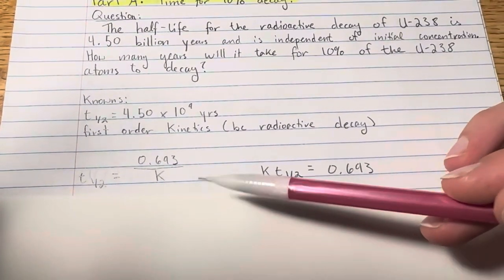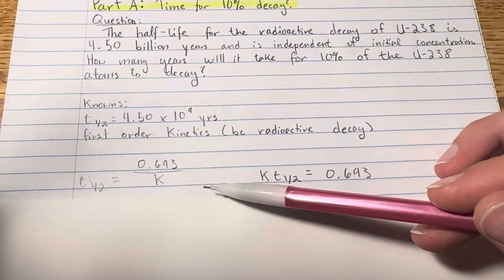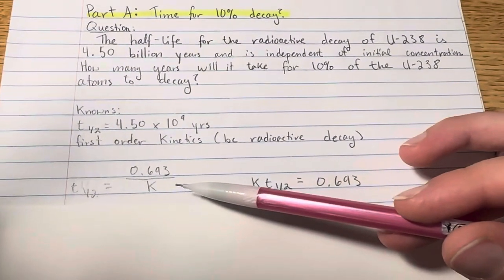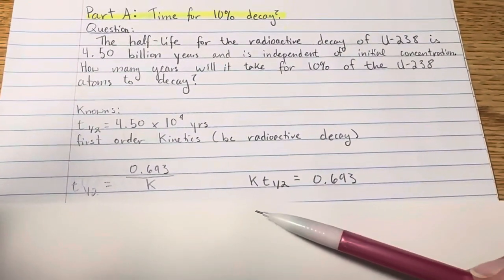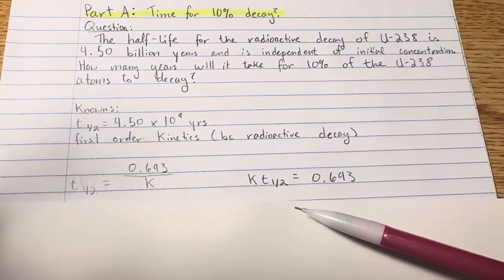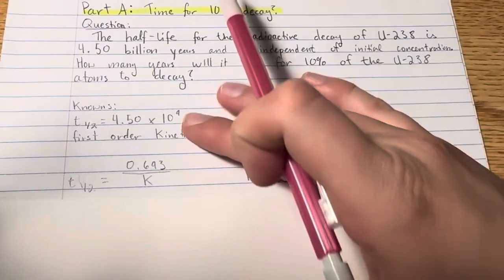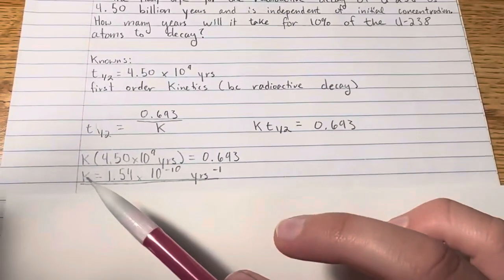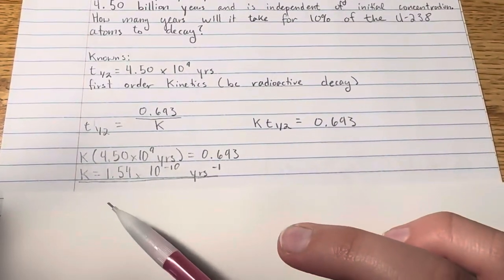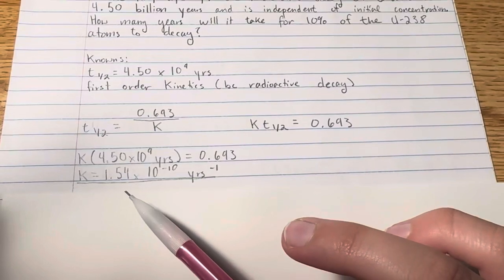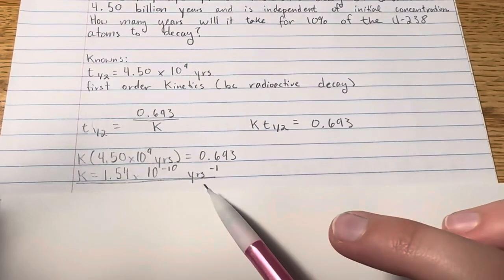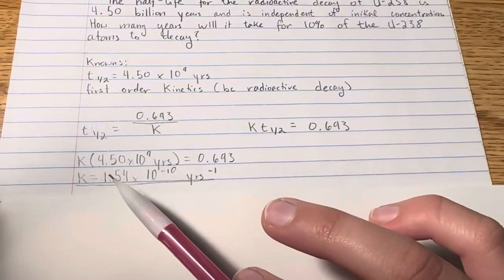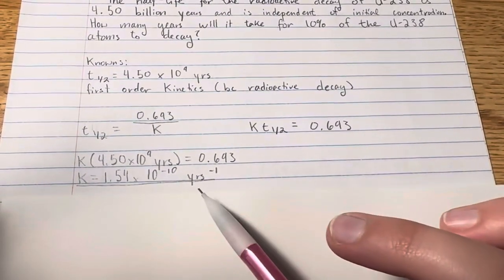And I get really tripped up personally, and it's kind of easy to get tripped up if the variable you're looking for is in the denominator, so I just moved it around so it'd be K times T1/2 equals 0.693. Then we just plug and chug to find the answer, and we get that K is equal to 1.54 times 10 to the negative 10 years to the negative 1. Careful of the values because you end up dividing both sides by this value, so it's years to the negative 1.